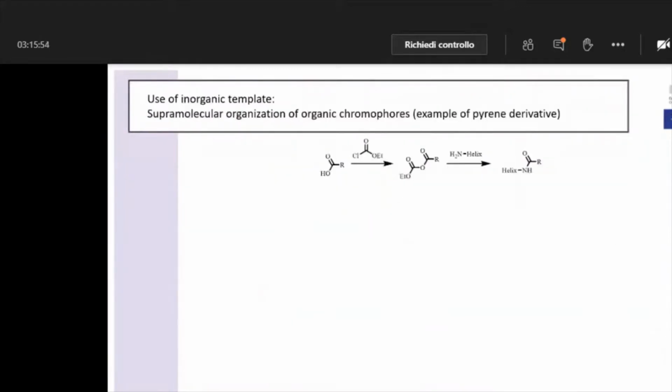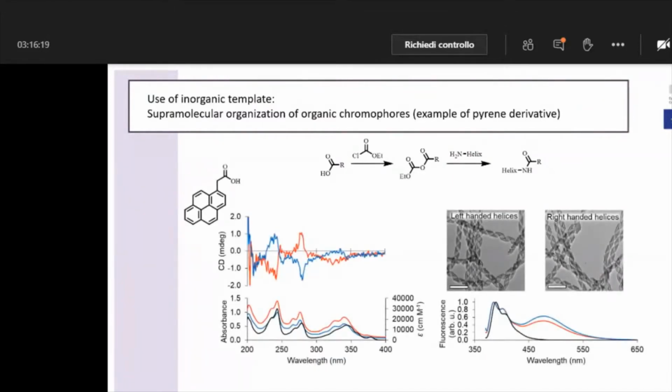So we decided to graft very easily some chromophore which has a carboxylic acid group. To do so, we activate the carboxylic acid with ethyl chloroformate, which is very well known in the literature. Then you can attach them on the amine-functionalized helices by amide bonding.